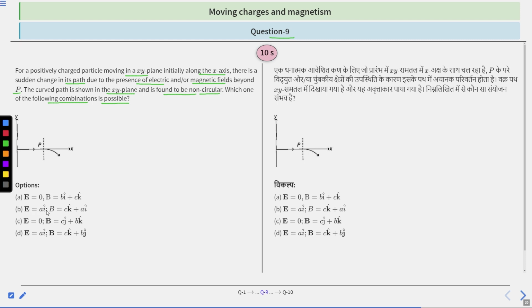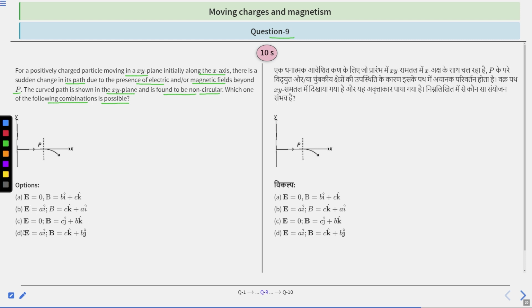Option B, E is equal to Ai cap, B is equal to C K cap plus Ai cap. Option C, E is equal to 0, B equal to C J cap plus B K cap. And option D, E equal to Ai cap plus B equal to C K cap plus Bj cap. So which one is correct?